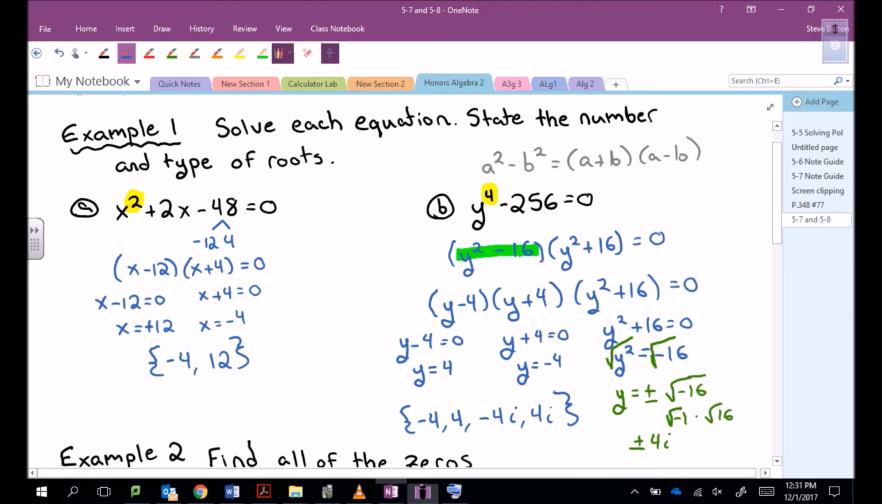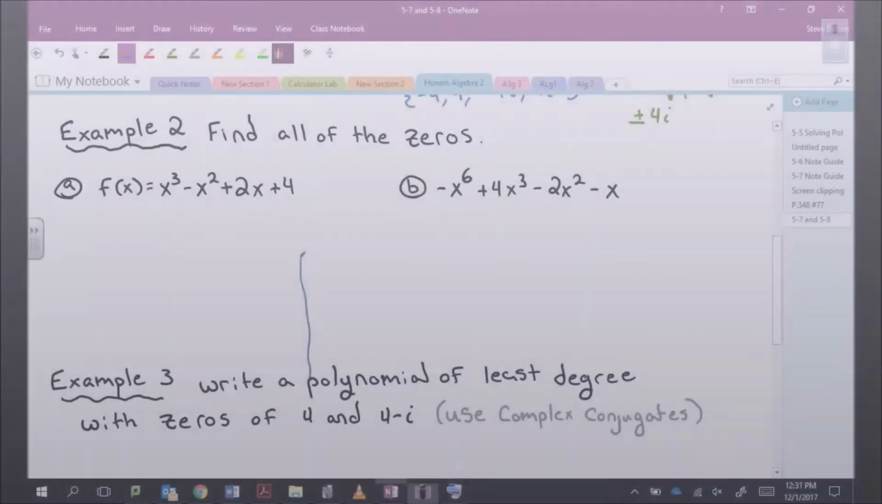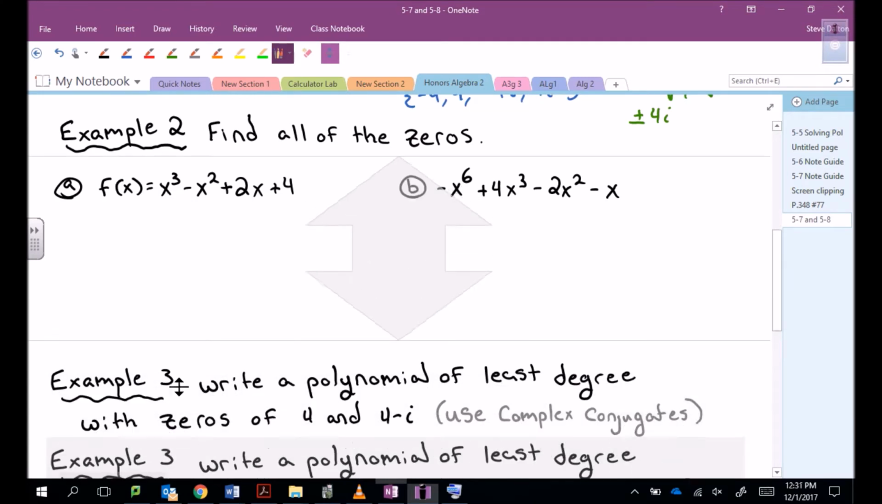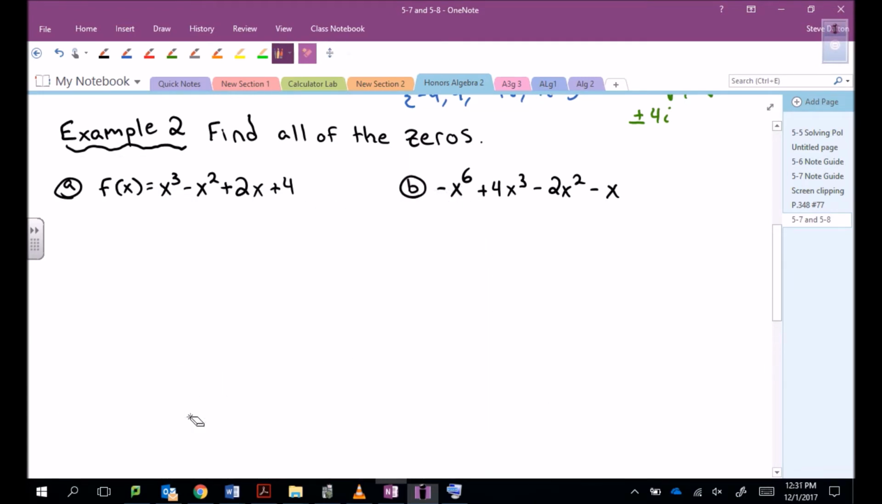Again, the key thing I'm trying to get you to realize is, one, what are the real roots, and what are the imaginary roots? So like example A here, it had 2 real roots. Okay, and example B, we had 2 real roots and 2 imaginary roots. Okay, so example 2, what it's asking us to do is just find the zeros, meaning solve it, set it equal to 0, figure out how to make it work.